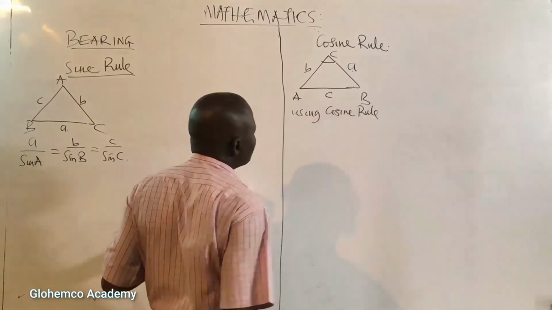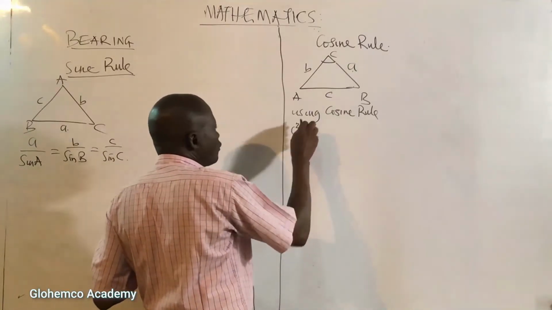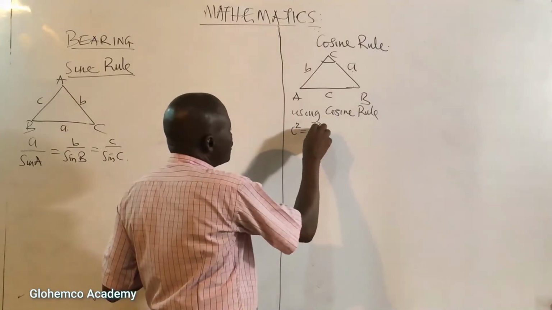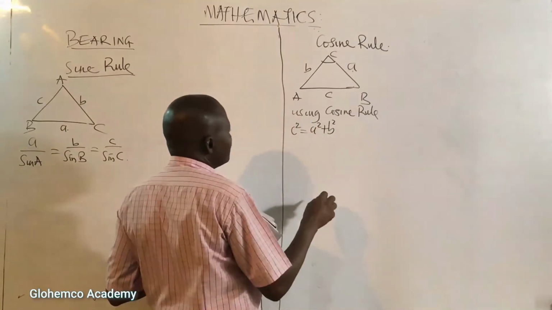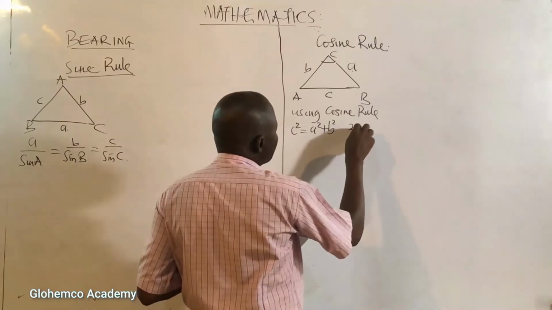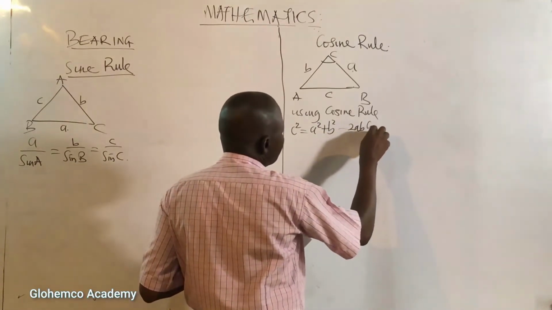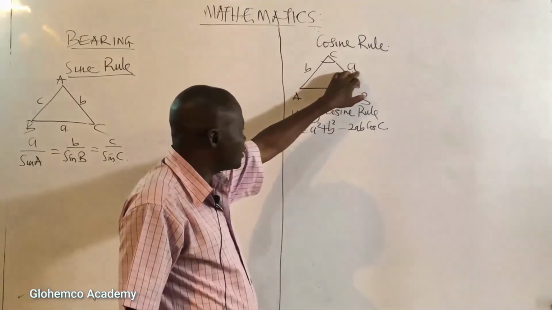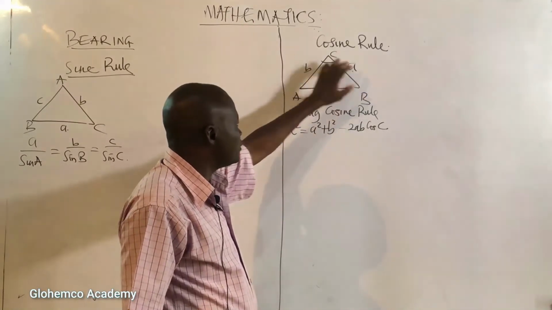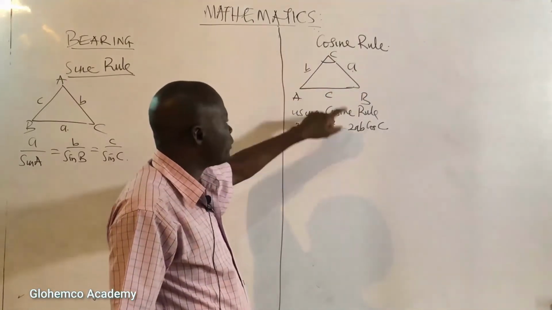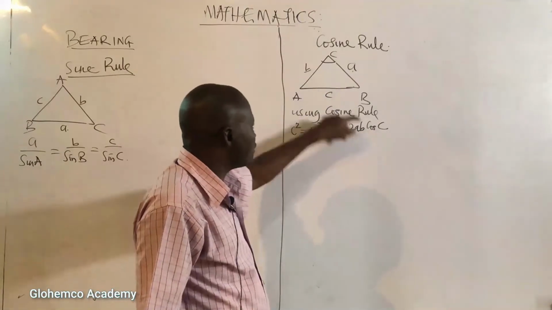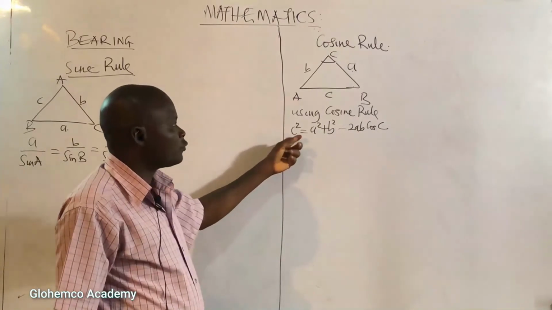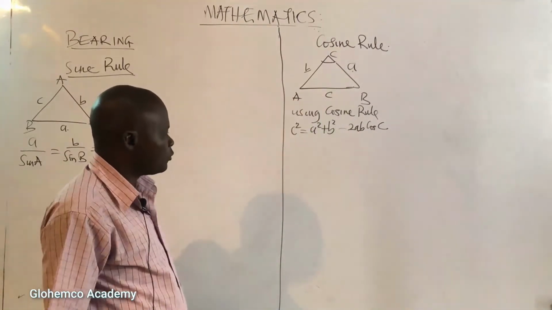cosine rule, it means it's c squared, because you are looking for the small c. c squared equals a squared plus b squared minus 2ab cos C. That is, the square of this value, plus the square of this one, minus 2 multiplied by this value, cos this angle. Then, by the time you substitute, you are going to arrive at the value of your c, which is what you have to calculate here.